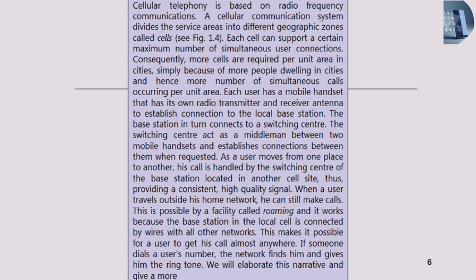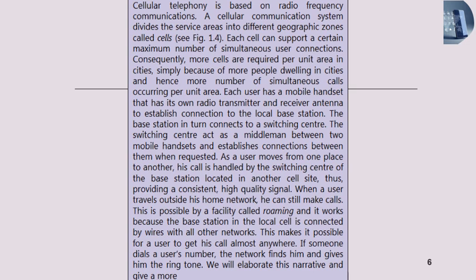Because of more people dwelling in cities and hence more number of simultaneous calls occurring per unit area. Each user has a mobile handset that has its own radio transmitter and receiver antenna to establish connection to the local base station. The base station in turn connects to a switching center. The switching center acts as a middleman between two mobile handsets and establishes connections between them when requested.